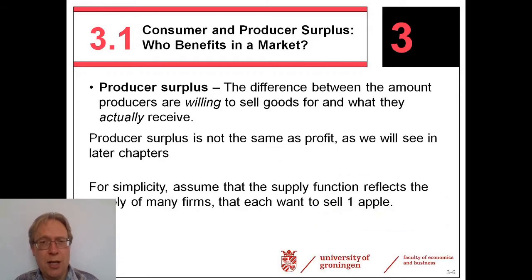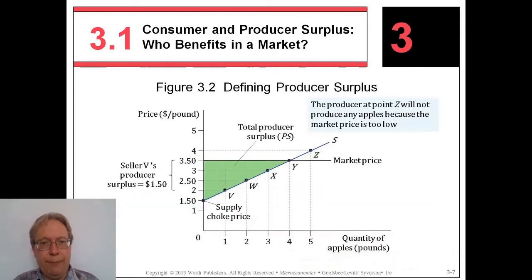What about producers? Well, we can do the same thing, right? We can look at producer surplus, which is something different than profits, but we'll get back to that later. So suppose that producers have this supply function. So there's a choke price here, and this is supply, and again assume that market demand is 350. Same story as before. Here we have somebody who was willing to sell tomatoes for 150 but actually gets 350.